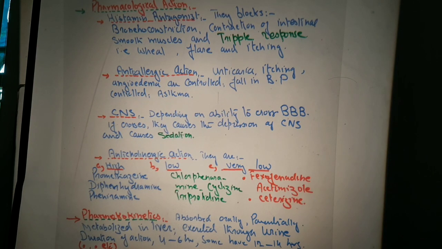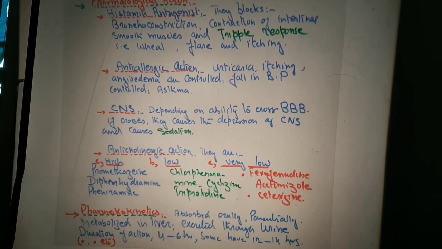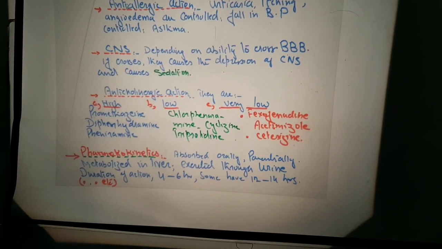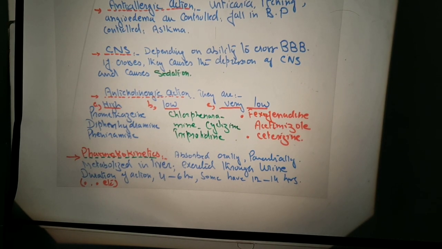Now on the central nervous system, depending on the ability to cross the blood-brain barrier. Now again, you know that all those drugs which can cross the blood-brain barrier show the central effect. So again, for these antihistaminic drugs, it depends upon the property, whether they are able to cross the blood-brain barrier or not. Those which can cross the blood-brain barrier show the central effect. Those which are unable to cross this barrier have no central effect. If they cross, they cause depression of the central nervous system and cause sedation, which means the patient becomes sedated. So that is known as sedation.